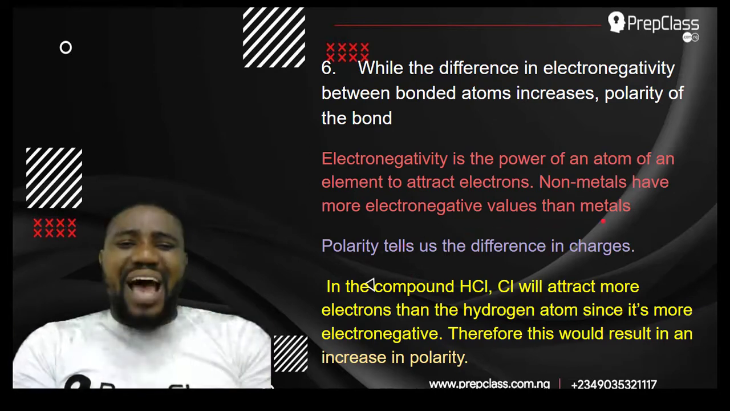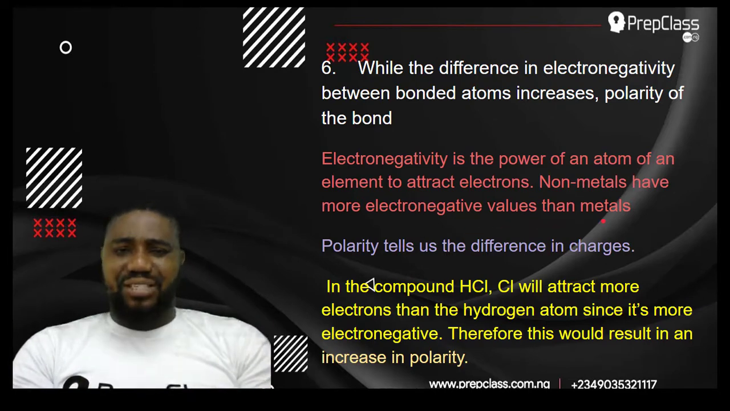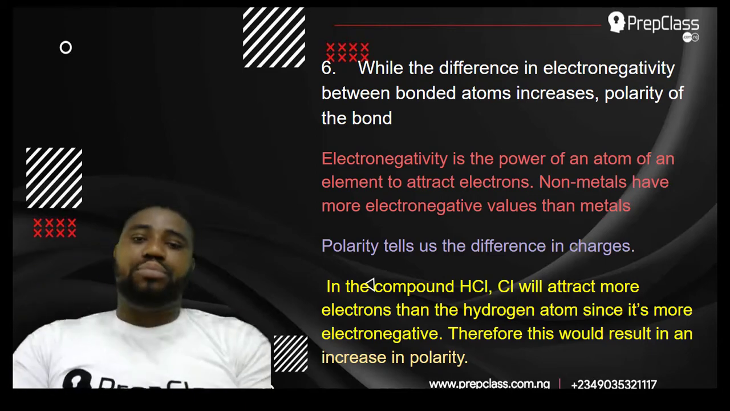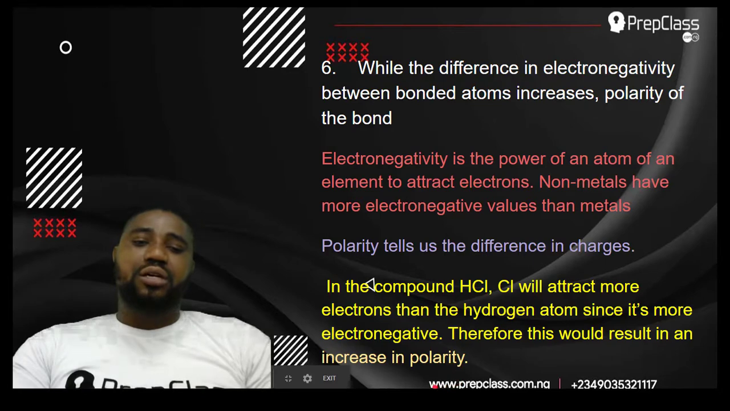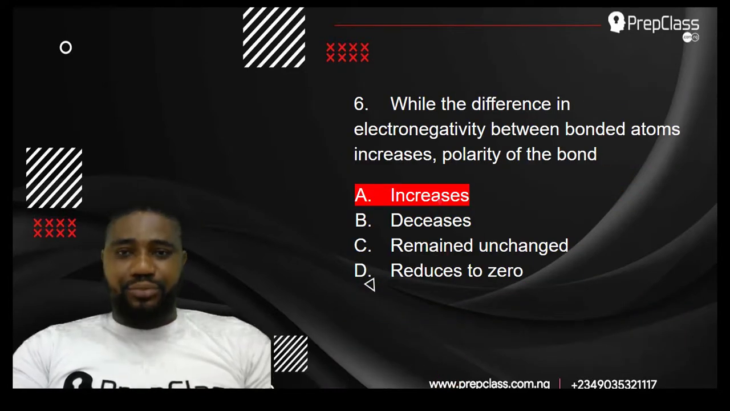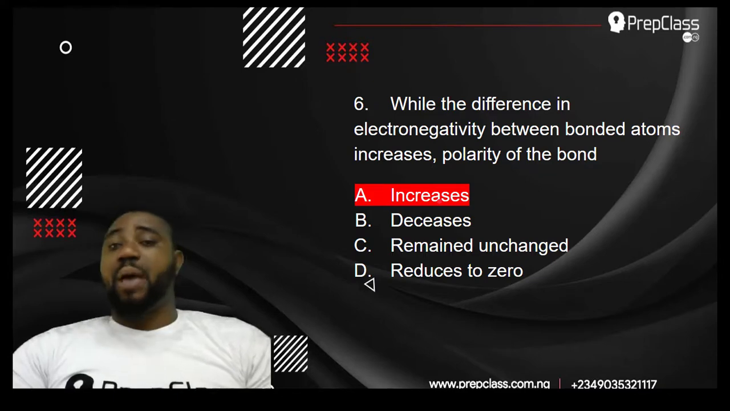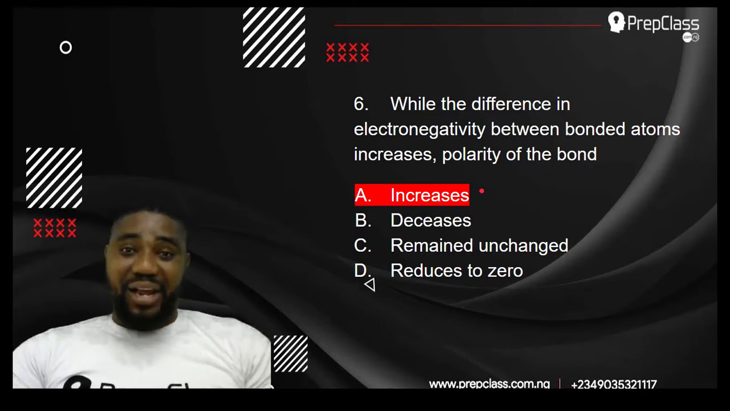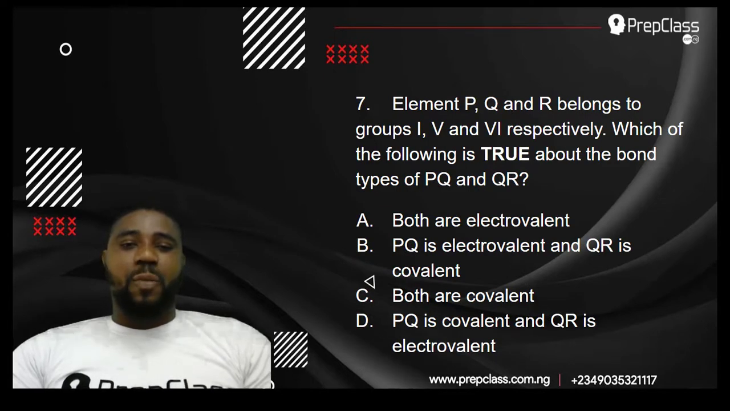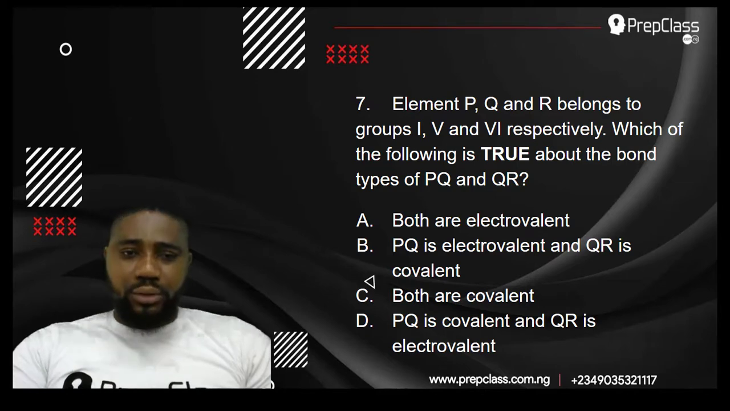So if there is an increase in electronegativity between bonded atoms, there will also be an increase in polarity. So the correct answer is Option A, increase in polarity. I believe you understand how I explained that. It's very simple. Question number 7. Elements P, Q, and R belong to group 1.